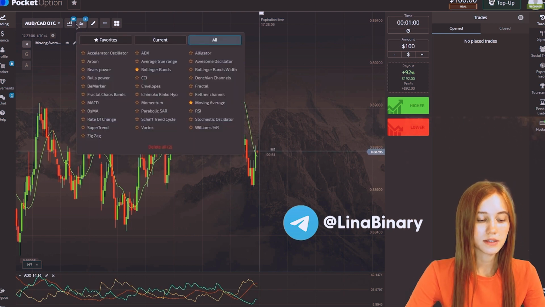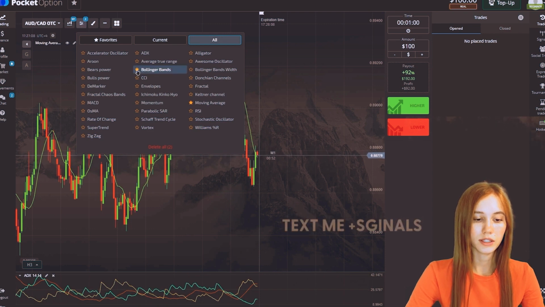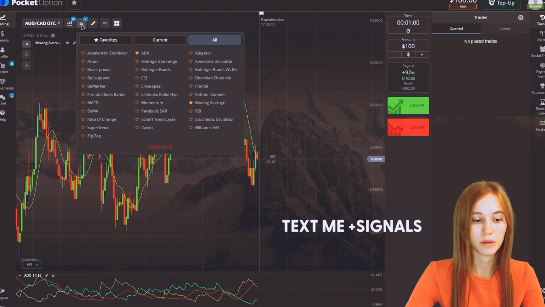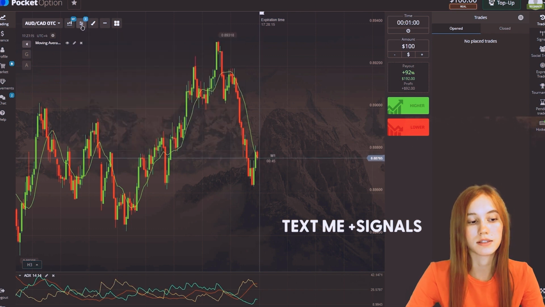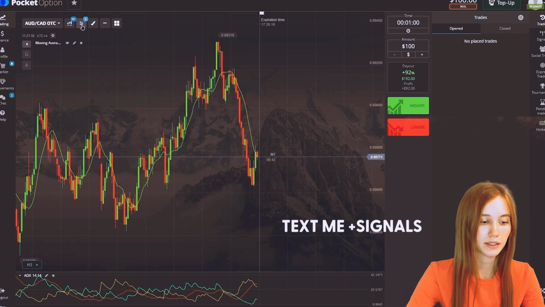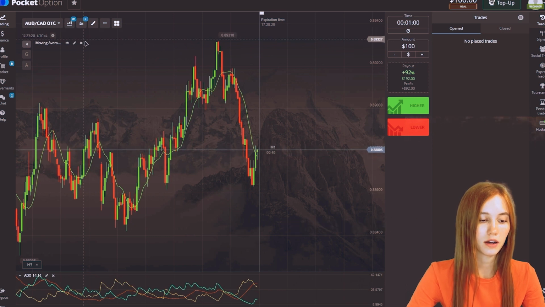For us it's ADX and moving average. Let me tell you more about these indicators. Let's start with the moving average in more detail. This is the green line. I can highlight it. Here are its settings.